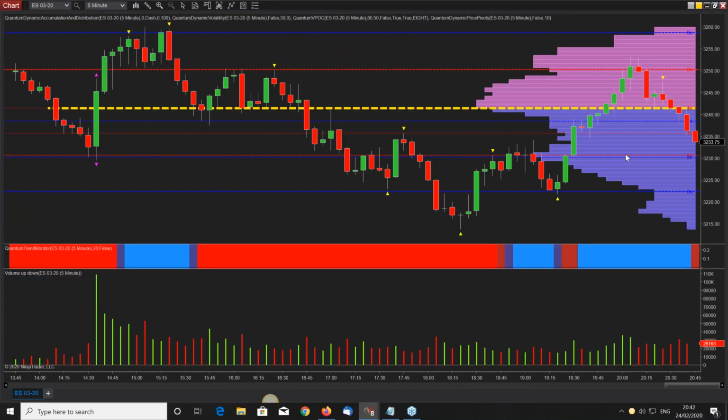And there we are, the ES. Transitioning through on the trend monitor, we're moving back into bearish territory. We're breaking away from the volume point of control. Volume's okay. Obviously, we're coming to the end of the session, only another 18 minutes to go. But we're just picking up the bearish sentiment once more.